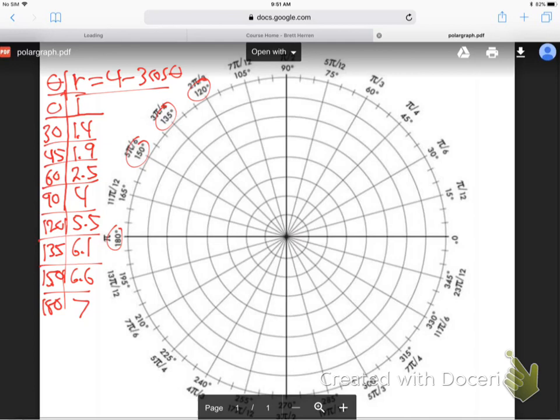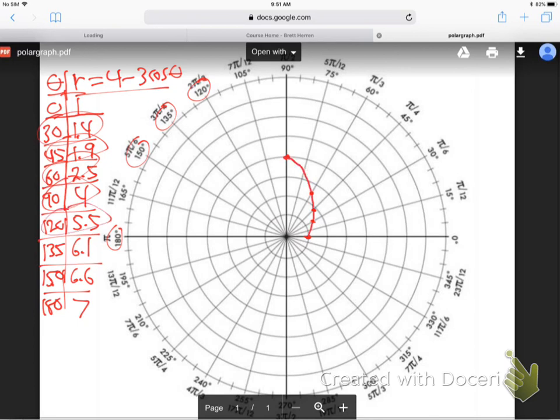So let's start at 0. Aim the cannon at 0. Shoot out 1. So here's the first dot. Aim the cannon at 30 degrees. Shoot out 1.4. So 1.4, about right there, a little less than halfway between 1 and 2. Aim 45, shoot out 1.9. So that's almost 2, just below 2 at 45. Aim 60, shoot out 2.5, right here. Aim 90, shoot out 4. 2, 3, 4 right there. So far so good.